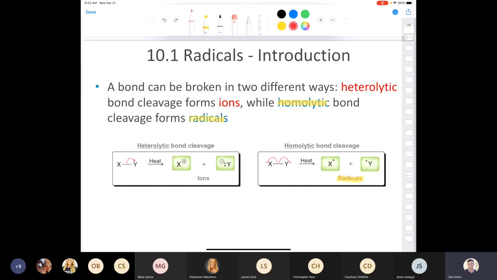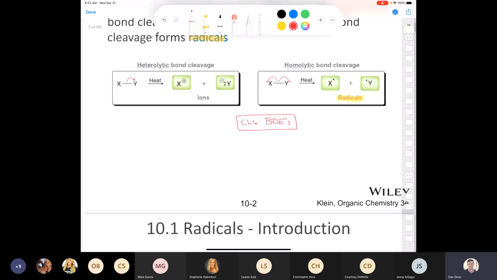When you look at a table of bond dissociation energies, which you would have used in general chemistry, and we also used in chapter 6, those bond dissociation energies came from homolytic bond cleavages, so breaking bonds homolytically.